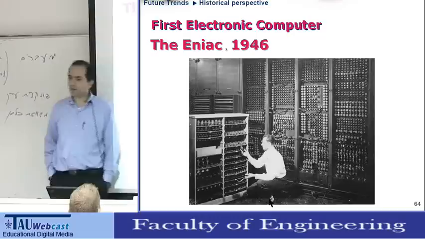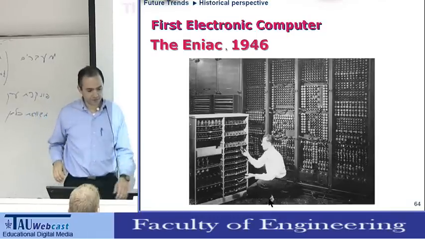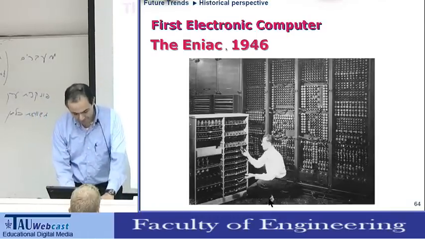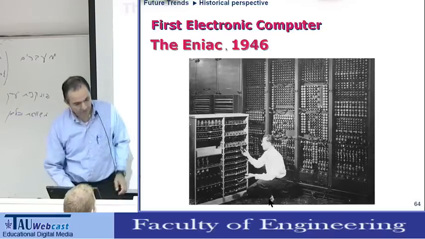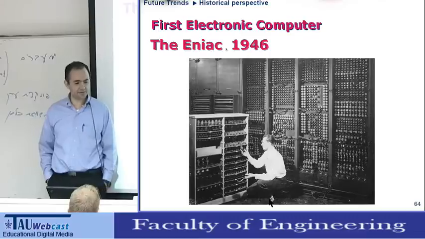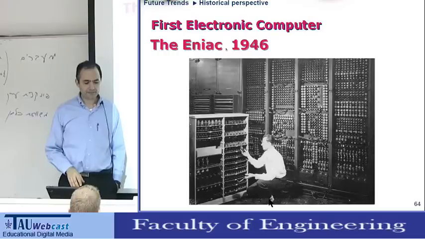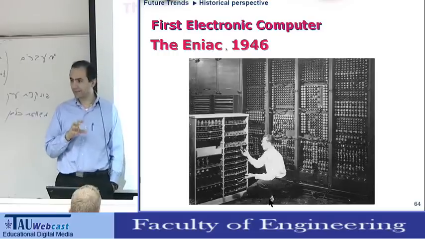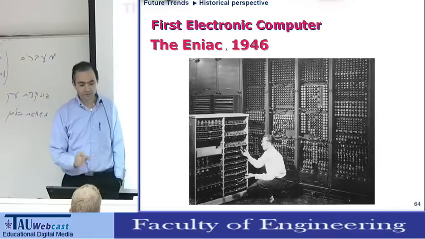And now some historic perspective. So this is the first computer produced in 1946. It was called the ENIAC. And it has a lot of light bulbs, like those were bulbs before we had transistors. Vacuum tubes, small vacuum tubes.